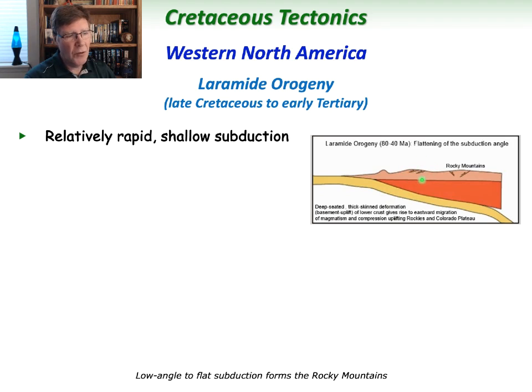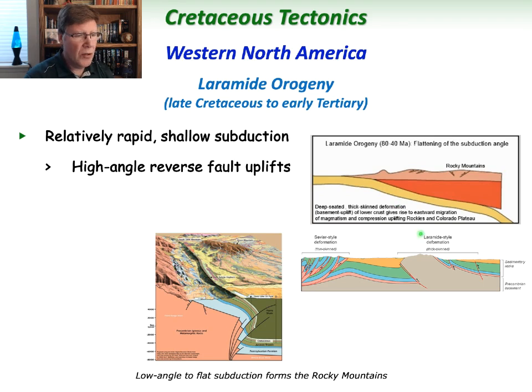We're still getting folding and thrusting in parts of the plate, but now we're getting a different deep-seated kind of compressional uplift tectonics going on farther east, and that's what's going to make much of the Rocky Mountains. These Laramide style tectonic structures often involve high-angle reverse faults, and they are bringing up deeper, older Precambrian basement rocks. So you get these big Precambrian uplifts.